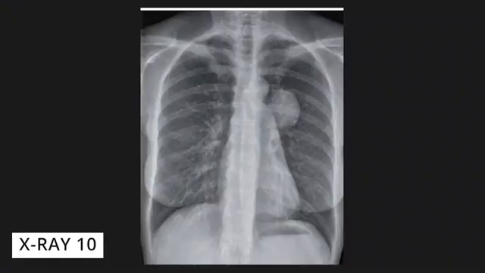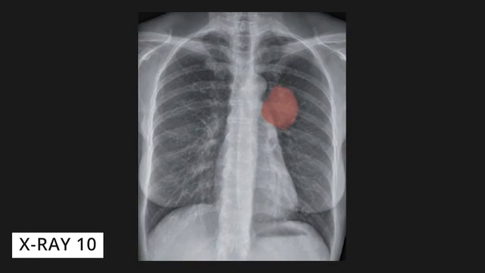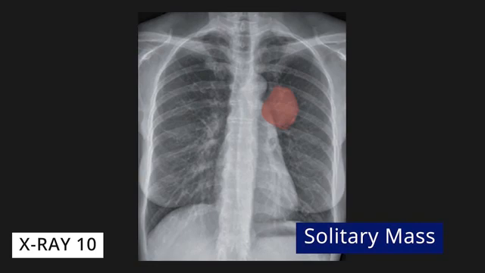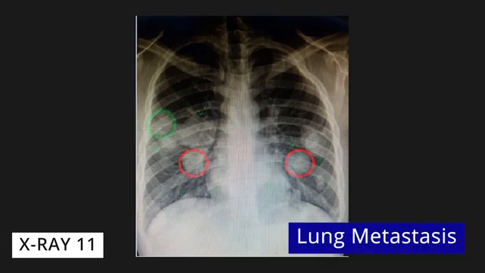Coming on to the next X-ray, X-ray number 10. Now you can see a discrete area of whitishness on the left side. This is a solitary mass. Again, you have to correlate with the clinical history of the patient, and to confirm you need a biopsy. Coming on to the next one, X-ray 11. In this particular X-ray, you can see multiple round white discrete areas on both the lung fields. So this is lung metastasis.